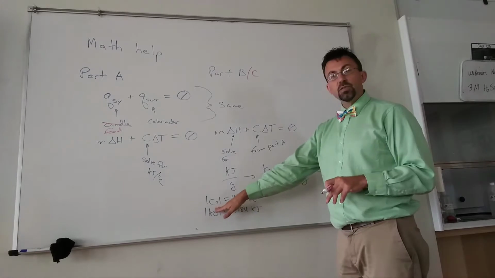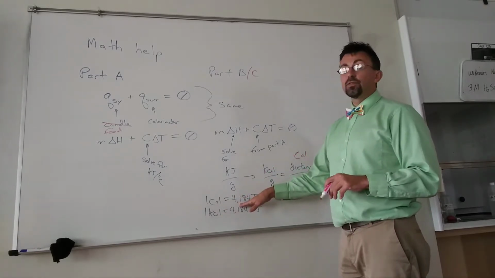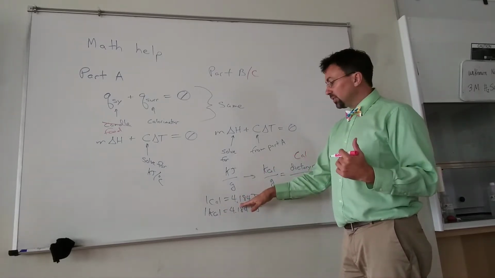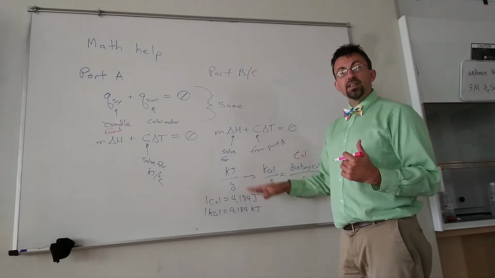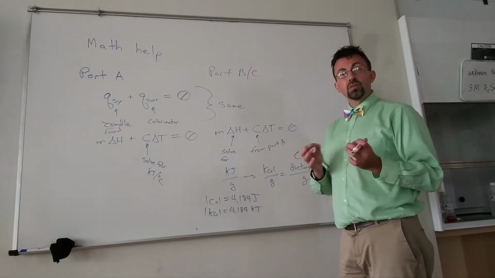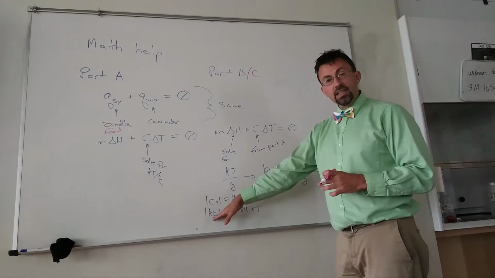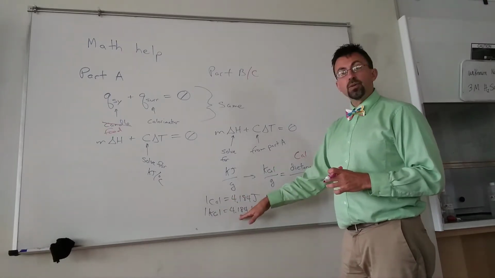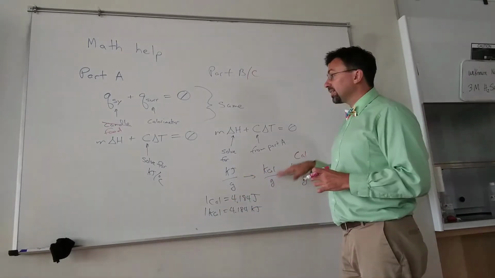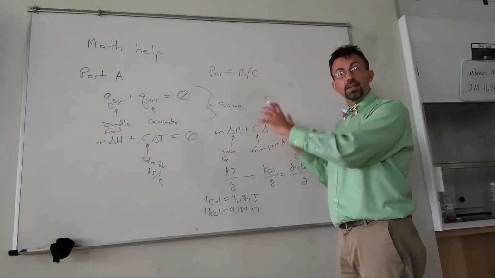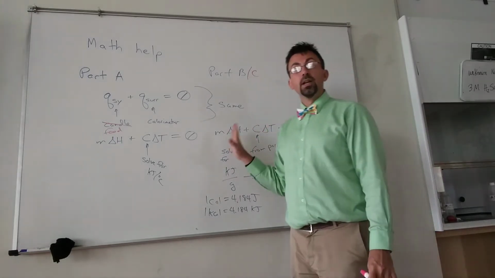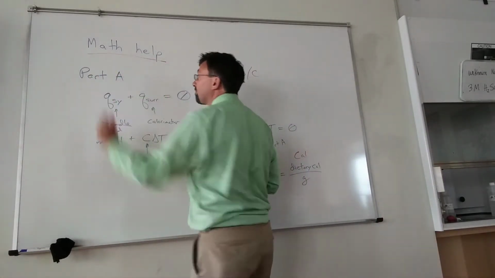And if 1 calorie is 4.184 joules, then we multiply both sides by 1,000, we still have a true mathematical relationship. So 1 kilocalorie is also 4.184 kilojoules. So pretty straightforward calculation here. I don't think the math's too bad once you get it laid out properly. So I did want to do a quick little video to help out with the math.